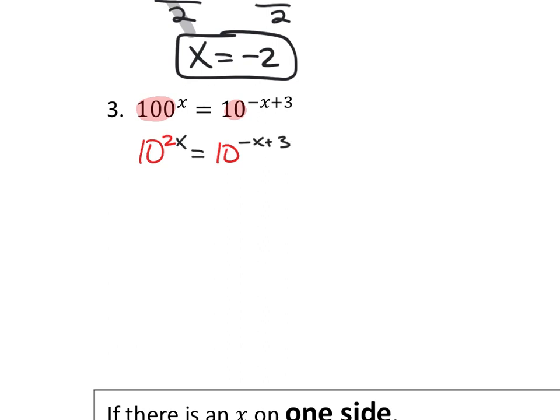Oh, guess what now? The bases match. However, you multiplied the exponent of the 100 by 2. So we need to make sure that we actually use that exponent when we do the equals part. So I wouldn't just say x equals, I would say 2x equals negative x plus 3, because I had to multiply all of that by 2 to get it to be 10 squared instead of 100.